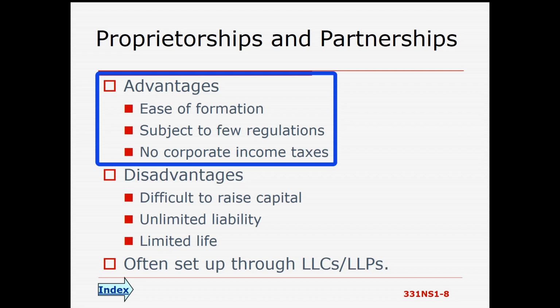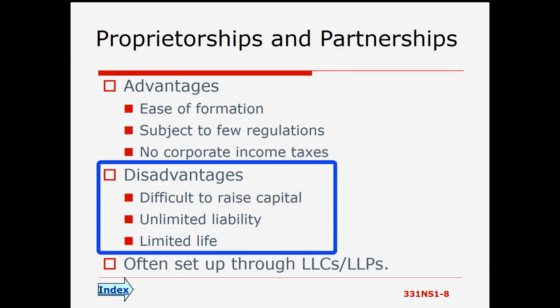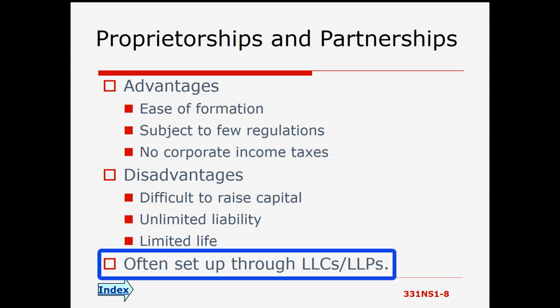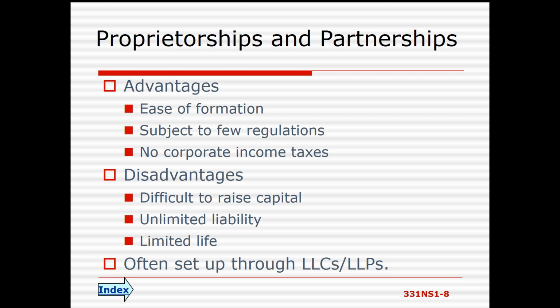Sole proprietors are subject to very few regulations, and there are no corporate taxes. All income is taxed as personal ordinary income. On the downside, it's very difficult to raise capital. Sole proprietors have unlimited personal liability, and sole proprietorships have a limited life. The founder dies, the business ends. Partnerships are frequently organized as LLCs or LLPs, limited liability corporations or limited liability partnerships. Each partner carries his own liability insurance, but the partnership shares costs and profits.